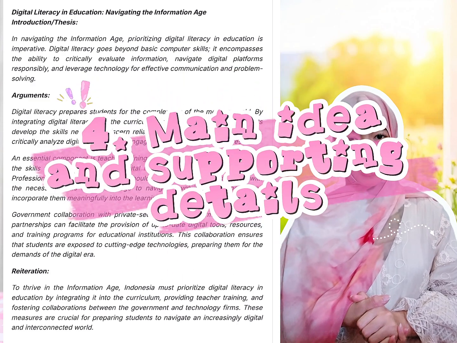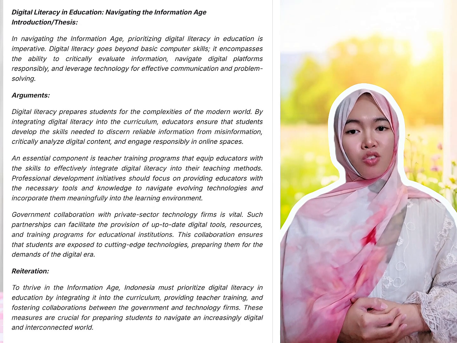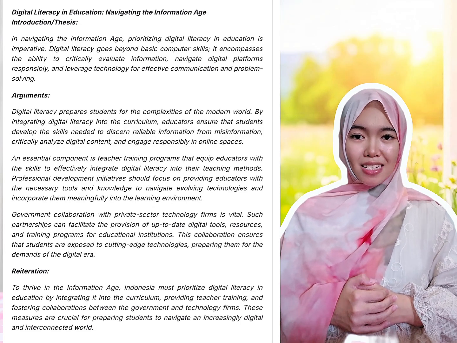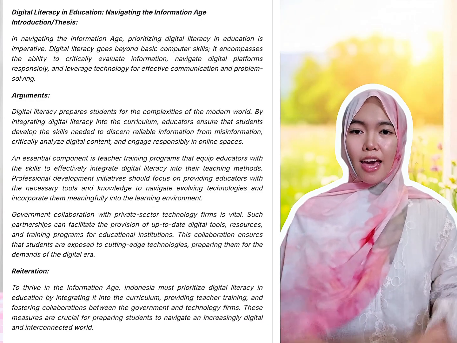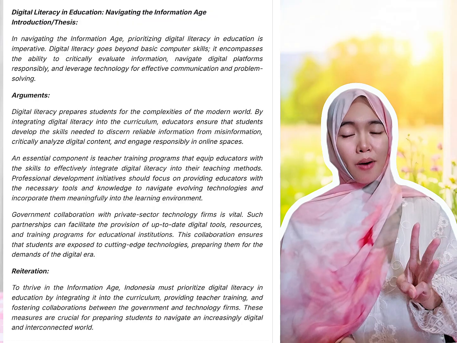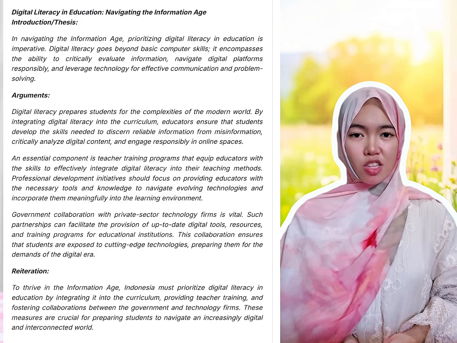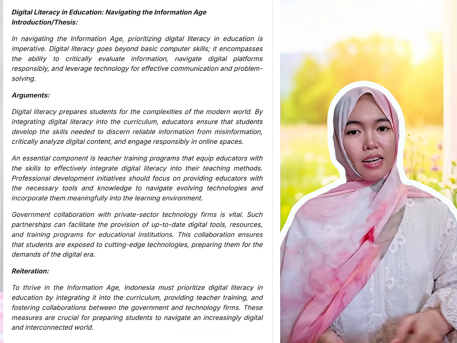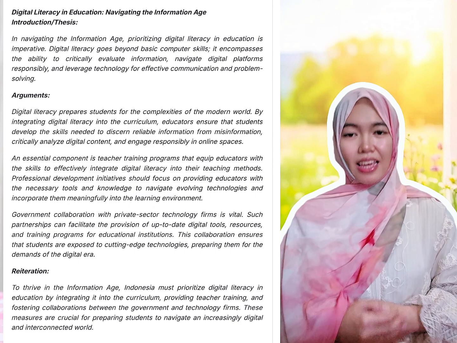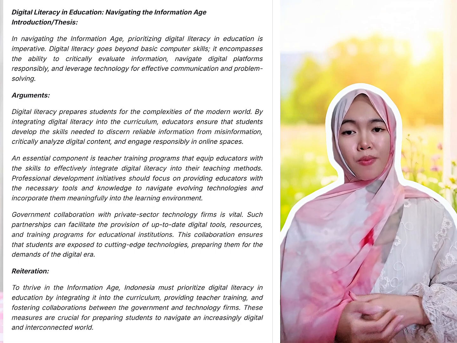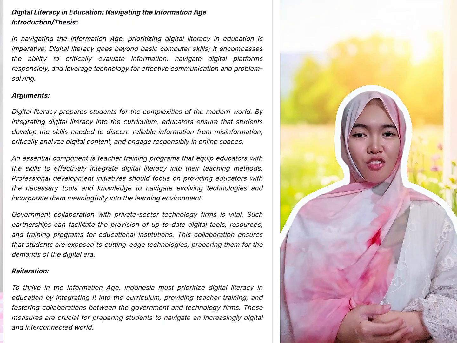Now I'll explain the main idea and supporting details. The main idea of the text is that digital literacy should be prioritized in education because it is essential for preparing students to live in the digital age. This main idea is supported by three key points. First, digital literacy helps students evaluate information, avoid misinformation, and act responsibly online. Second, teachers need training so they can teach digital literacy effectively. And third, schools need support from the government and technology companies in the form of tools, resources, and training.